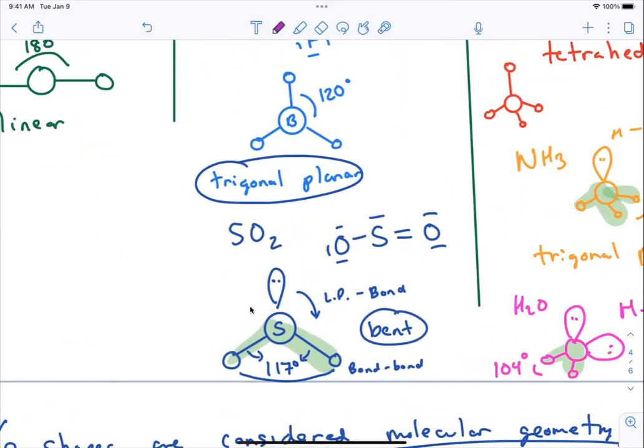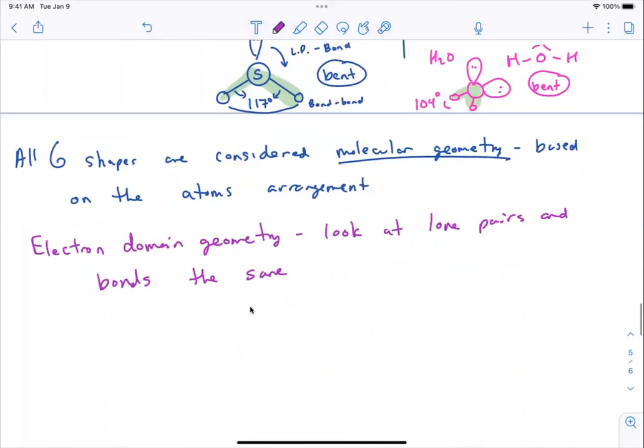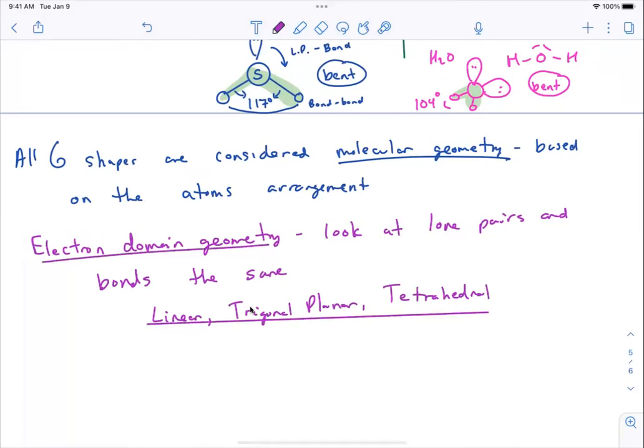There's only 3 electronic geometries you can have. You can only have linear, trigonal planar, and what? Tetrahedral. So these are the only 3 electron domain geometries you can have. Because in electron domain, you don't care whether it's a bond or lone pair, it's all the same. So if you have 4 charge centers, it's always tetrahedral. If you have 3 charge centers, it's always trigonal planar. It's when they ask about molecular geometry, where you're looking only at the atoms, that the shape changes when you add lone pairs.